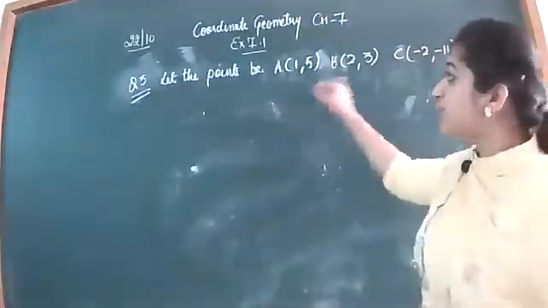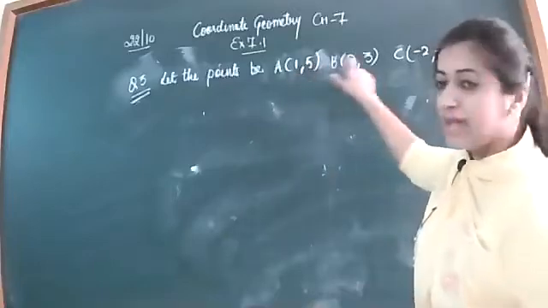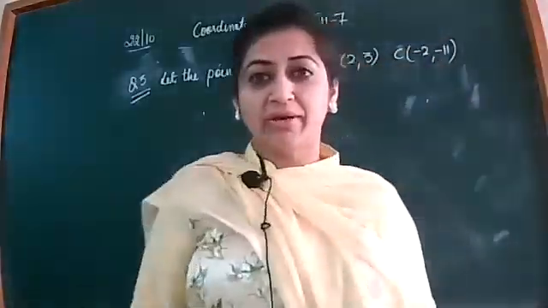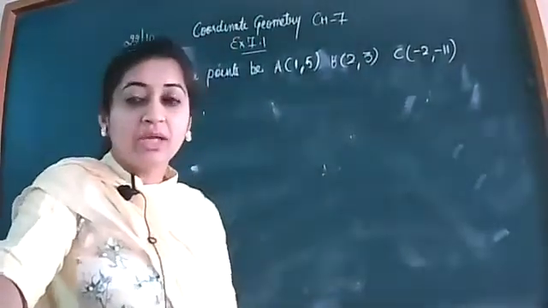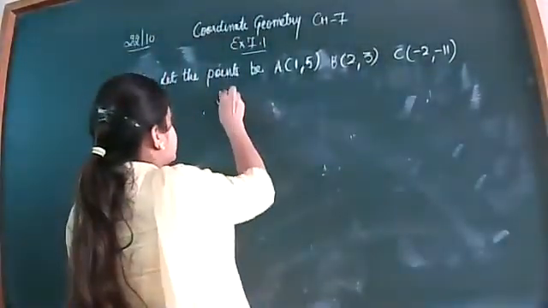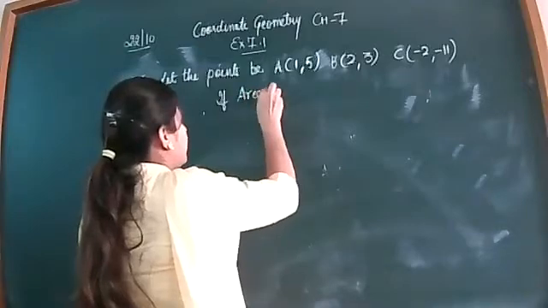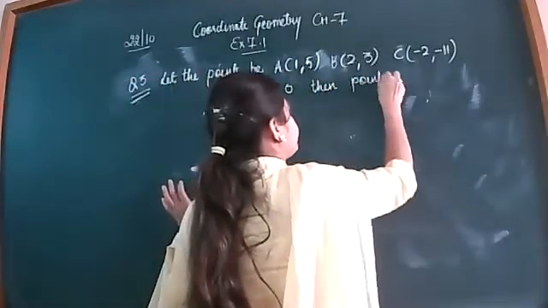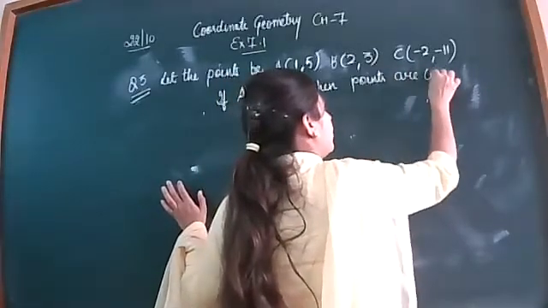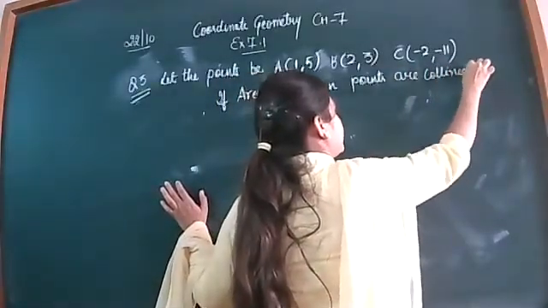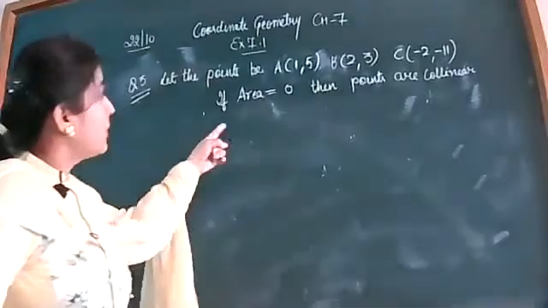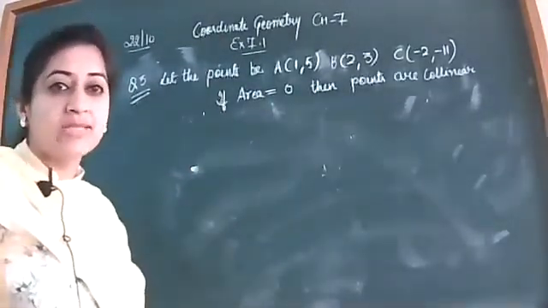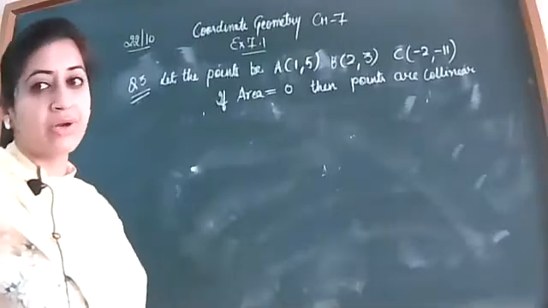Yes, look here, beta. 3 points are given to you. I have given them the name ABC. We want to check whether these points are collinear or not. So for checking the collinearity, if the area is 0, then the points are collinear. Is it okay? If the area is 0, then the points are collinear. If the area is not 0, that means the points are not collinear.